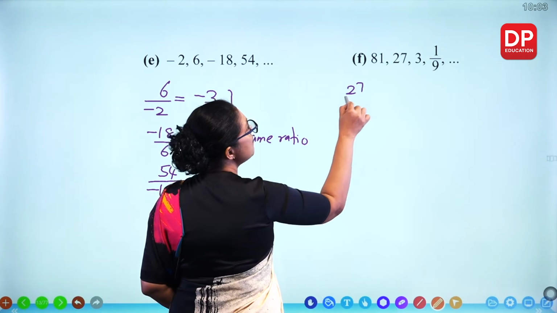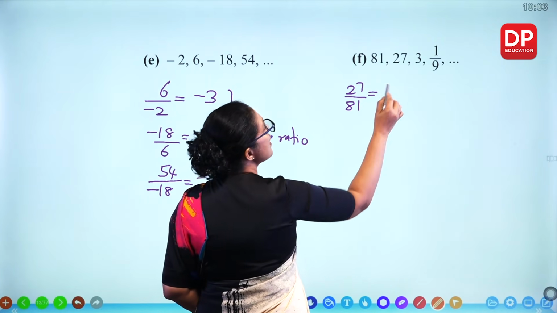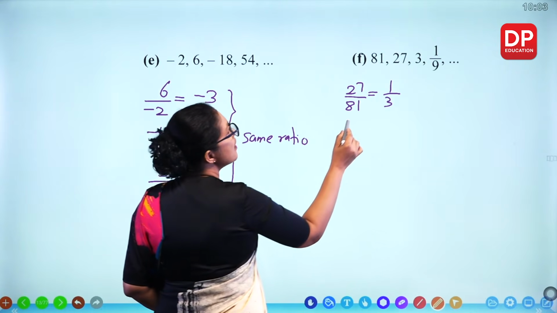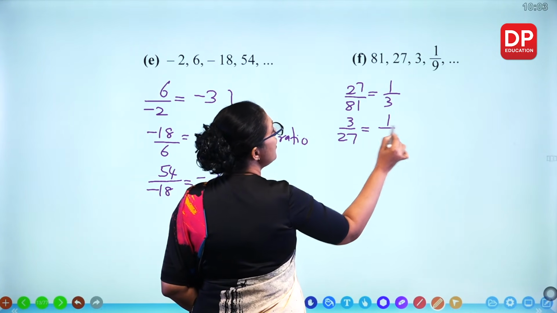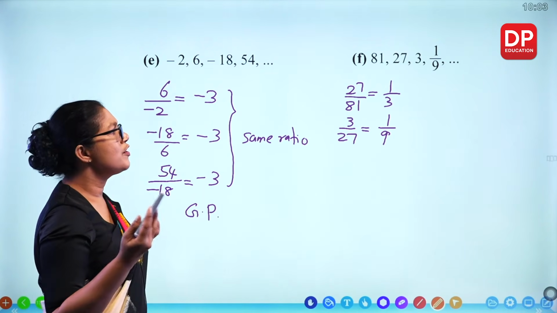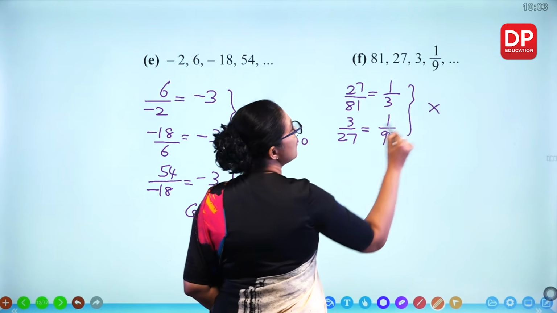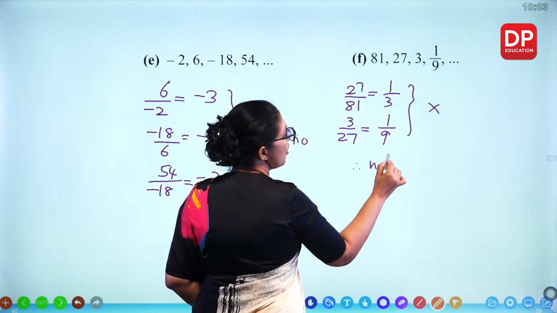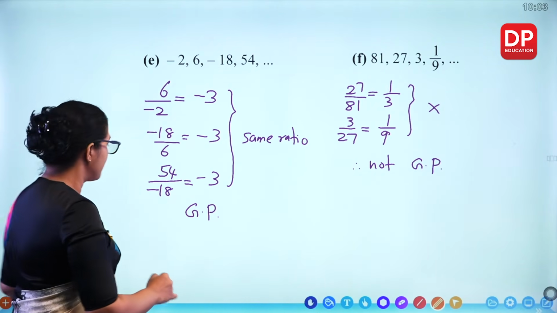Now, try this one. Take any term, divide by its previous term. 3 times 27 is 81. So, 1/3. 3 divided by 27, 1/9. Here, no need to do the next one. We can see not a common ratio, not a geometric progression.